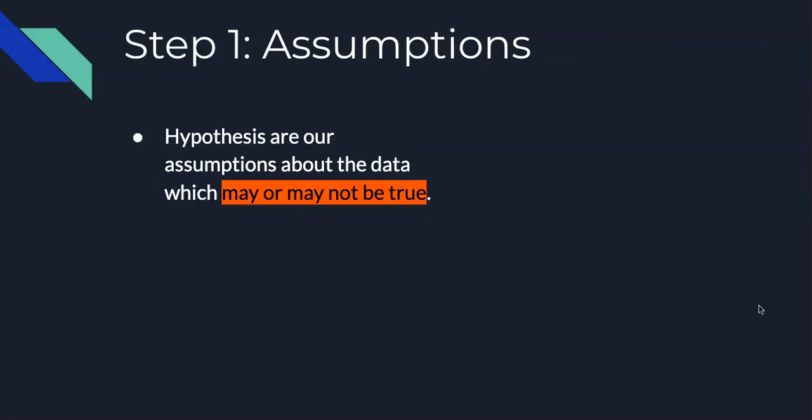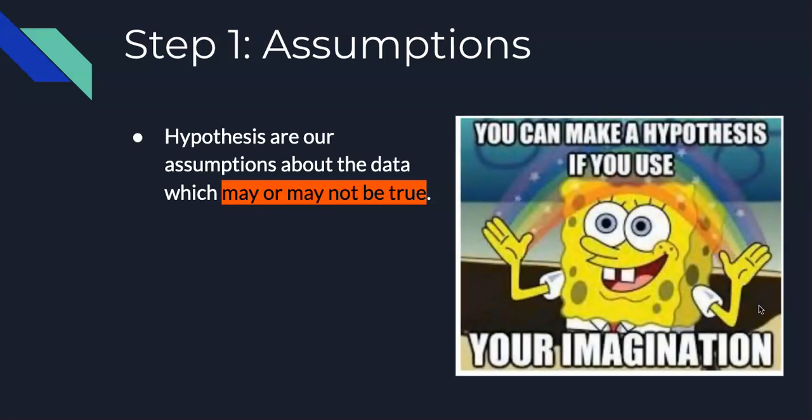So step 1, assumptions, is very simple. You hear about the population parameter, you hear a certain claim, and then you notice something else, like a single observation that makes you believe otherwise. Hypotheses are our assumptions about the data, which may or may not be true. Hey, maybe that success rate is not really 70%. Maybe it is less than 70%. So you can make a hypothesis if you use your imagination.